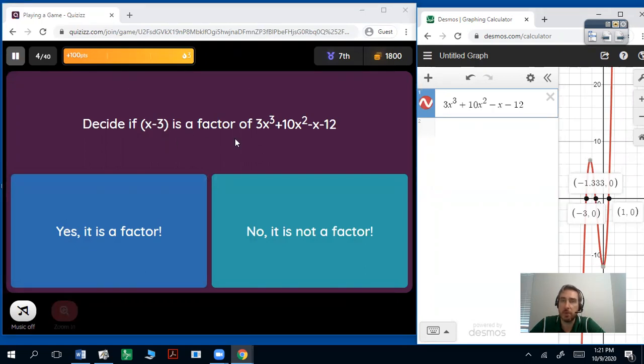Well, x minus 3 isn't one of those. It's got to give you a 0, a positive 3. So we'd want to see it cross the axis at 3, not -3. So it's not going to be a factor.